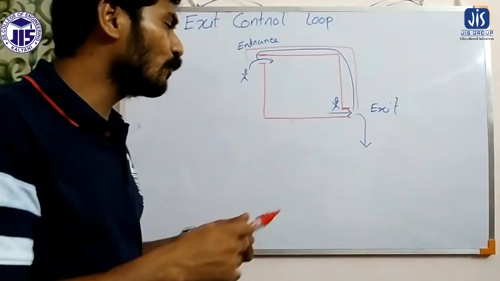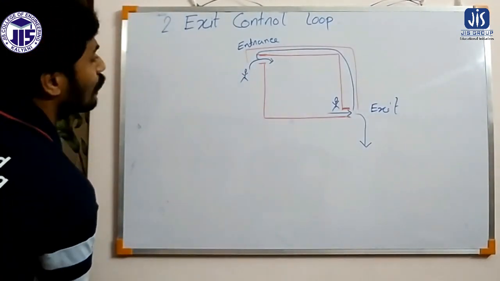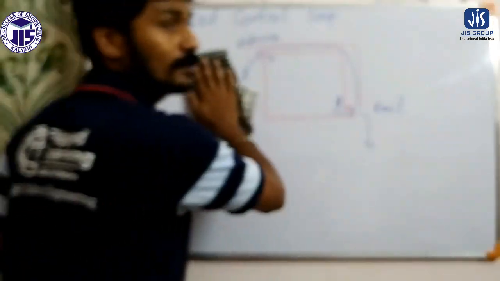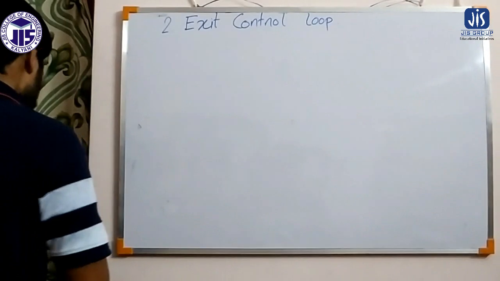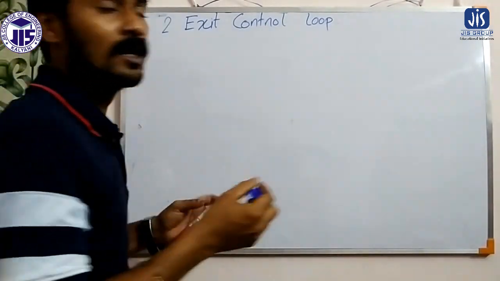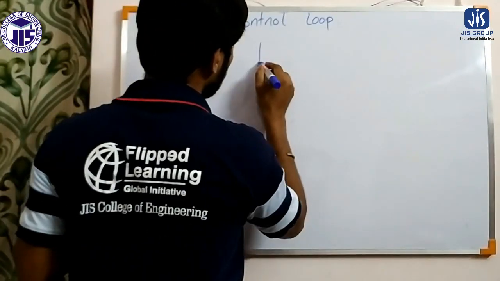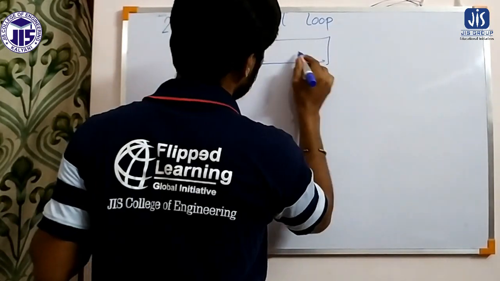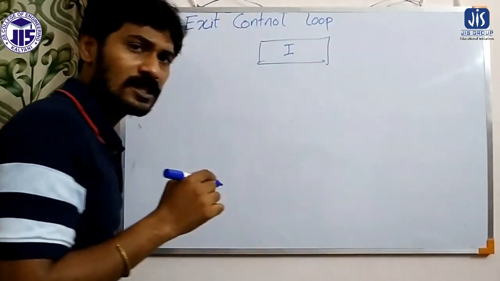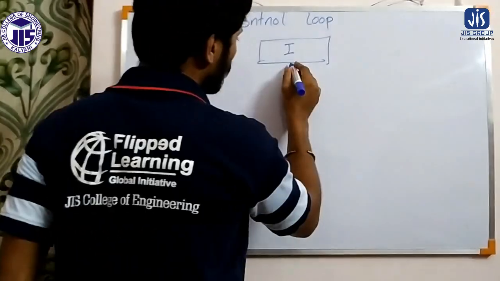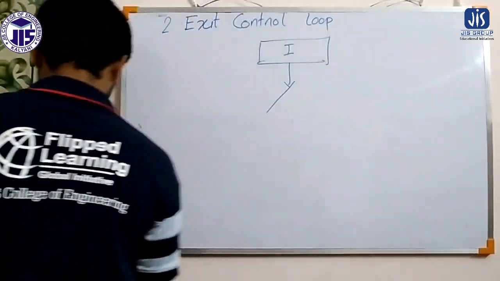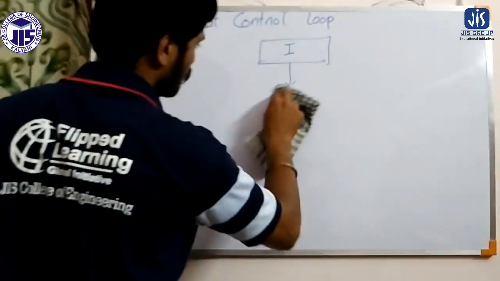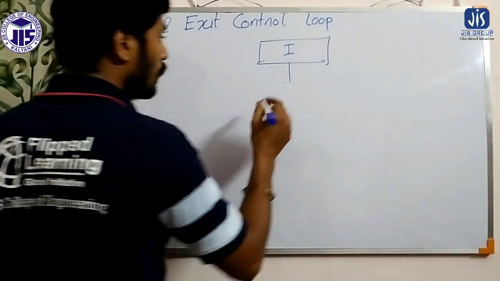Now similarly, if we represent it in the form of a flow chart, what will happen? All the components must be there. Component number 1 is initialization, that should be there. So I am just writing here I for the initialization. Okay. Now after initialization, the body will be executed first.